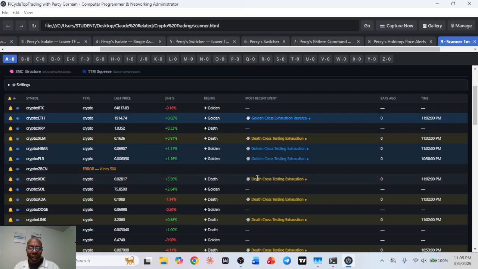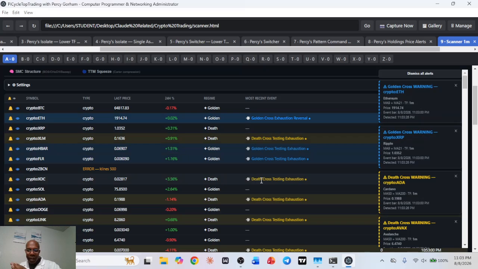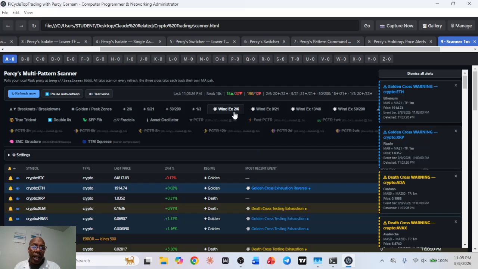All right, make sure we're good. And the death cross means it's testing exhaustion. It was dying, going down, but it's starting to round out. It may be testing it. If we have a reversal, that's one thing. But usually when you have these exhaustions of the golden cross and the death cross, those are big moves, especially of the 9 and the 21.